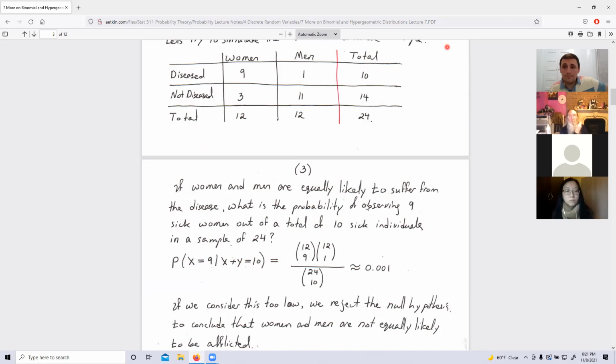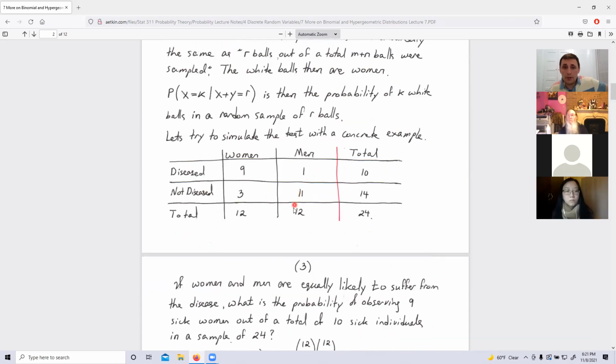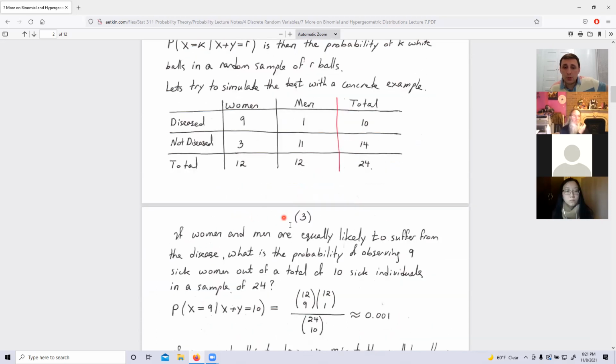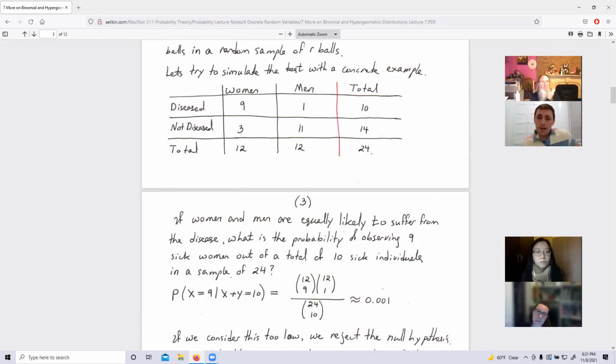What do we get? We had, how many men and women do we have? The same. So we have 12 choose 9 women that were sick times 12 choose 1 men that got sick, divided by 24 choose 10. That's the probability that you picked 10 people out of 24 that are sick. And this number, when you simplify, is about 1 in 1,000.